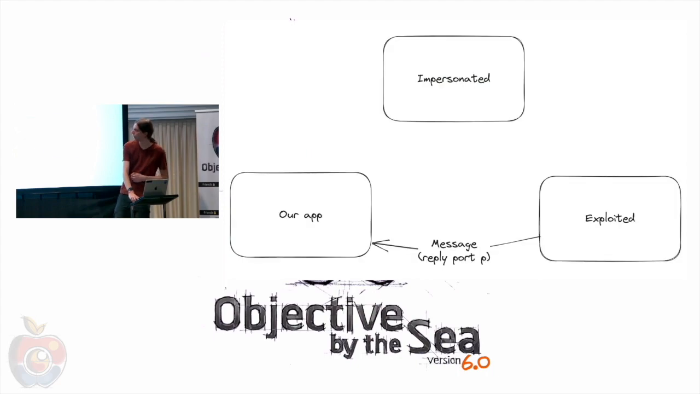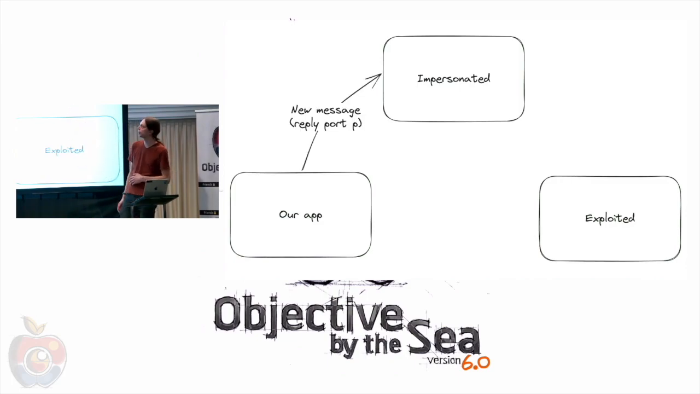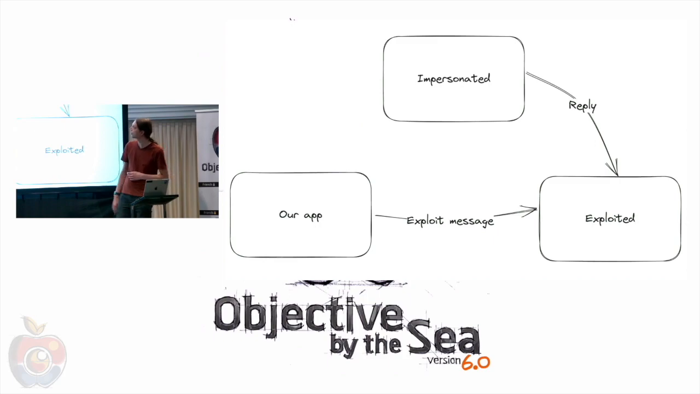So I have an image of this one as well. So suppose this exploited daemon sends a message with a reply port to my app, and I don't reply to it, but instead I send another message to the impersonated daemon, and I copy the reply port, and then I hope that the following happens almost concurrently. So I have a message to the exploited daemon and another reply, and a reply from the impersonated daemon, and I hope that the audit token of this one overrides the one for that one.